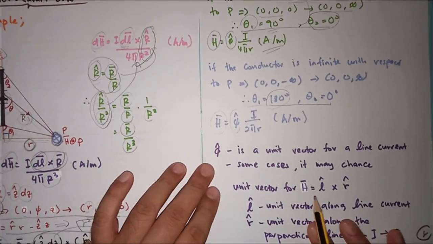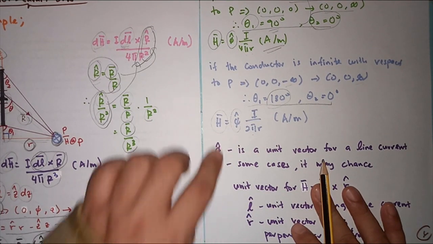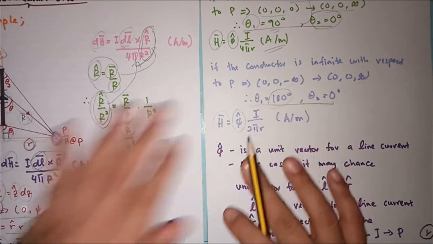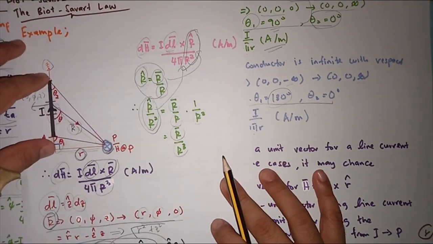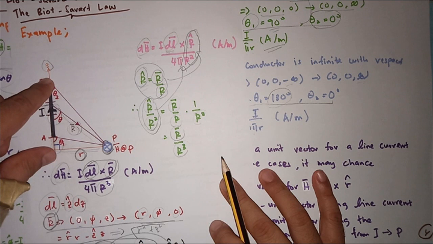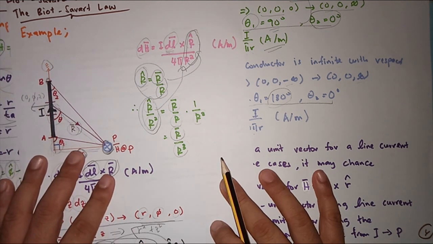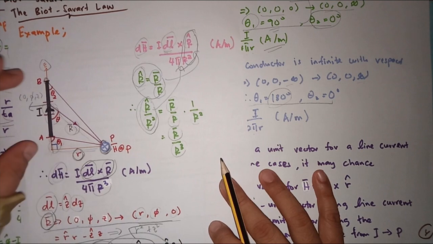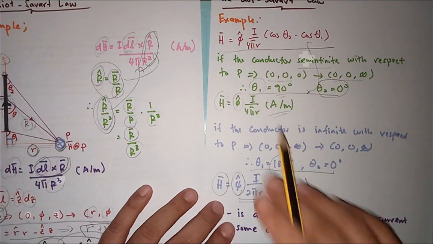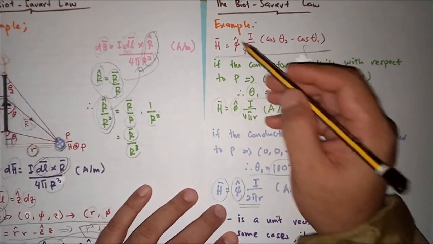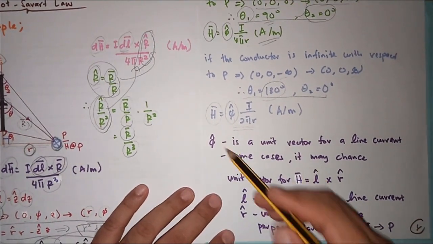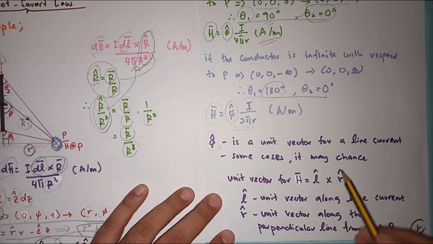As given in this example, our unit vector is equal to phi cap, because normally if we have a line current like in this case, we will have a cylindrical shape of magnetic field, and because of that, the unit vector that represents our expression for magnetic field intensity is in the phi cap direction. However, in some cases the unit vector needs to be changed.